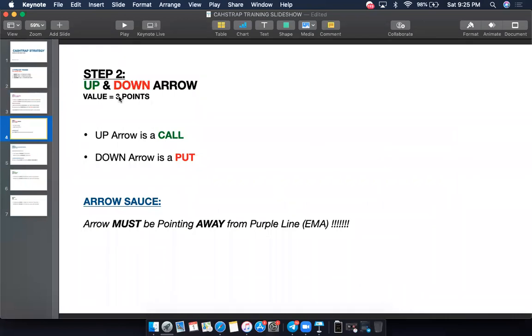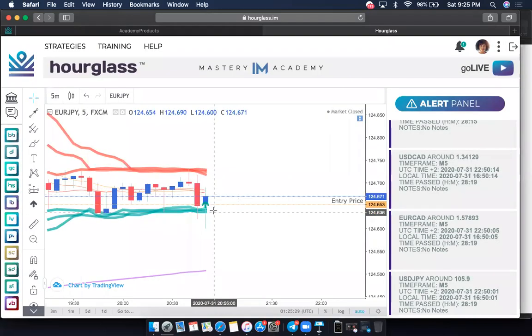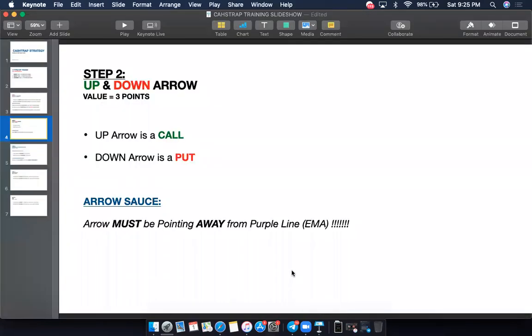Now each arrow, the value is 3 points. So every arrow that pops up is an automatic 3 points. An up arrow is a call, down arrow is a put. So the arrow must be pointing away from the purple EMA. The arrow must be pointing away from the purple line for you to take a trade. If you guys understand that, drop a 555 in the chat, because that right there is going to take away a lot of your losses.